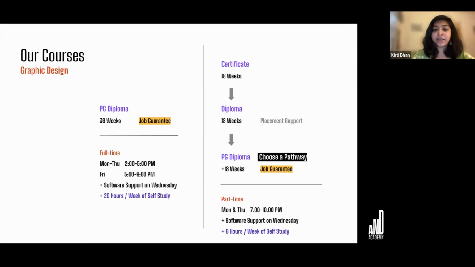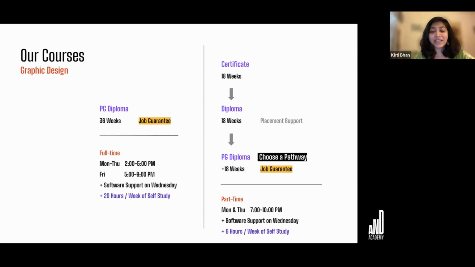The certificate is for 18 weeks. Then you go further and do the diploma in another 18 weeks. Then if you want to go further for the PG Diploma, another 18 plus weeks. In the diploma, just part-time on the right side of the screen, there is placement support. But when you go to the PG Diploma in part-time, you also get an option to choose a pathway, about which I will be talking further. Here you get a job guarantee with a disclaimer: you have to have 80% attendance with constant and maintained merit grades throughout the course.